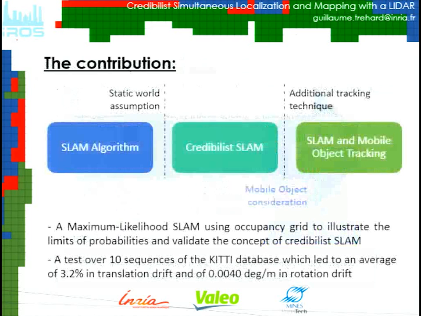So if I just have to roughly plot all the SLAM algorithms on a mobile object consideration scale, I would say that the classic SLAM algorithms are under a static world assumption. It's obviously a rough way to classify it, but just in order to show my point. And if you want mobile object tracking, you will have to add some algorithm. And our solution is kind of in between because we don't have mobile object tracking, but we are not under the static world assumption.